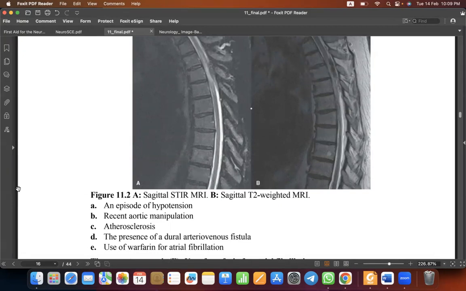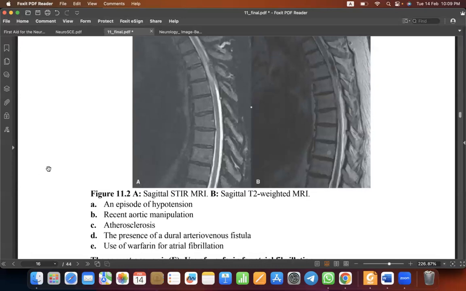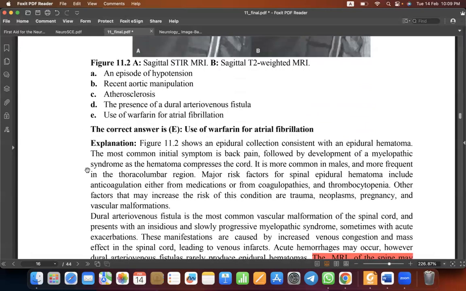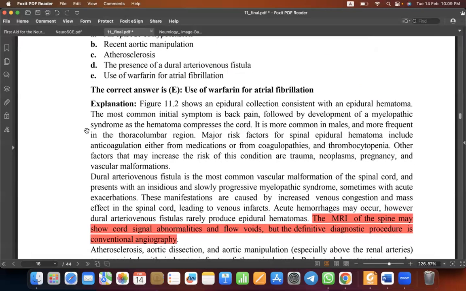So there could be a very good possibility of warfarin use for atrial fibrillation. Okay, so this is the epidural collection, more consistent with epidural hematoma. The most common feature is back pain. There is myelopathic syndrome associated with back pain. With this common association, you should think about the epidural hematoma.